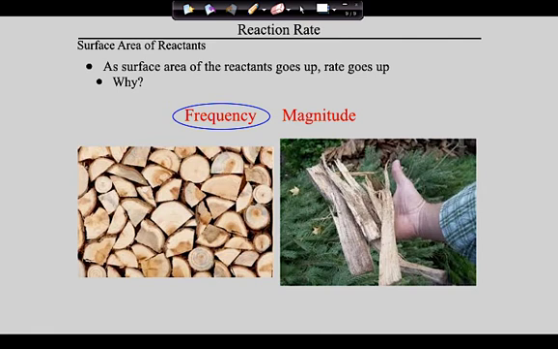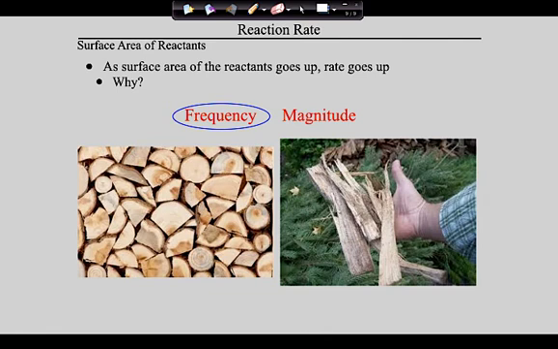So those are the three ways that we can change the rate of a reaction by changing the frequency and magnitude of collisions. We can change the temperature of the reaction, which makes the particles hit more frequently and with greater energy, magnitude. We can also change the concentration. When we do, that increases the frequency of the collisions without changing the energy or magnitude. Or we can change the surface area. That also increases the frequency of the collisions, but not the magnitude of the collisions.